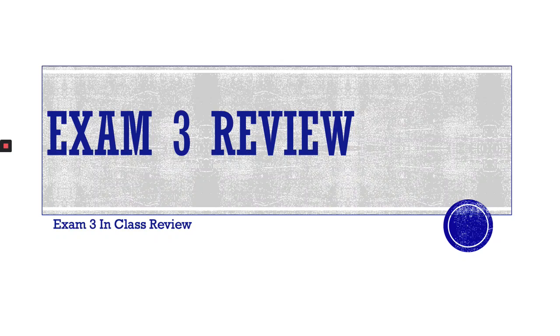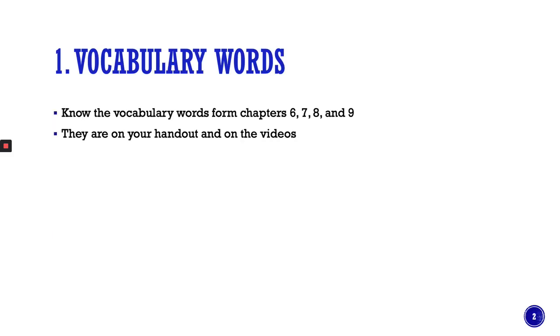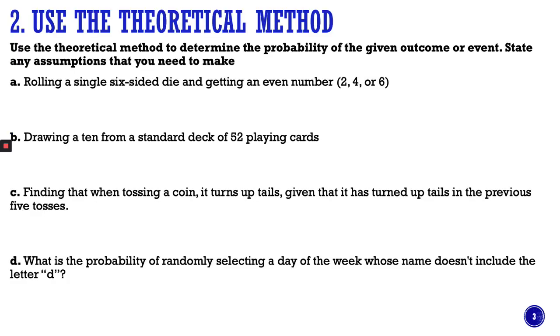So we're going to do our Exam 3 in-class review in statistics. Know your vocabulary words from chapters 6, 7, 8, and 9. They're on your handout and on the videos. We're going to use the theoretical method to determine the probability of the given outcome or event and state any assumptions that you need to make.